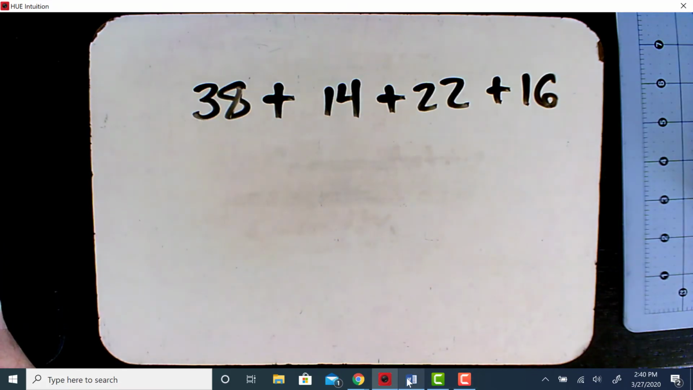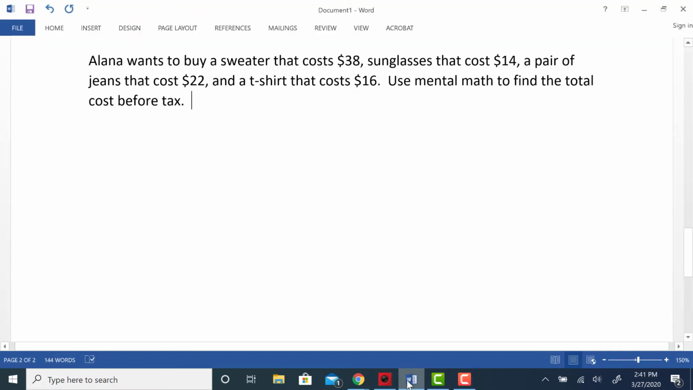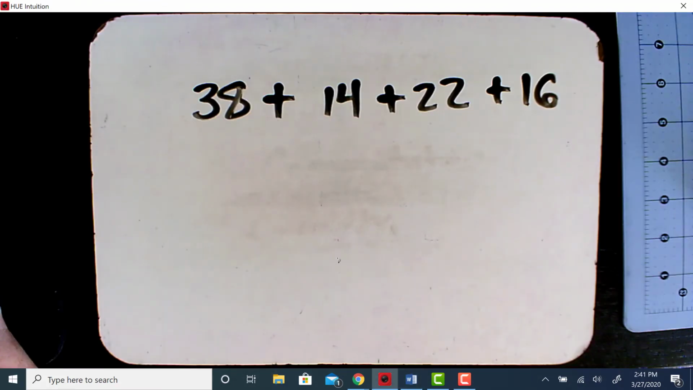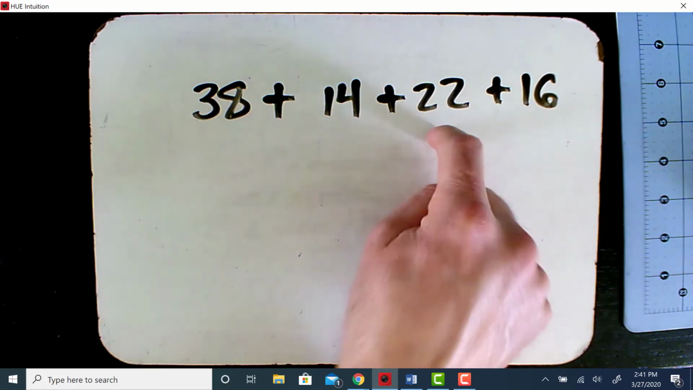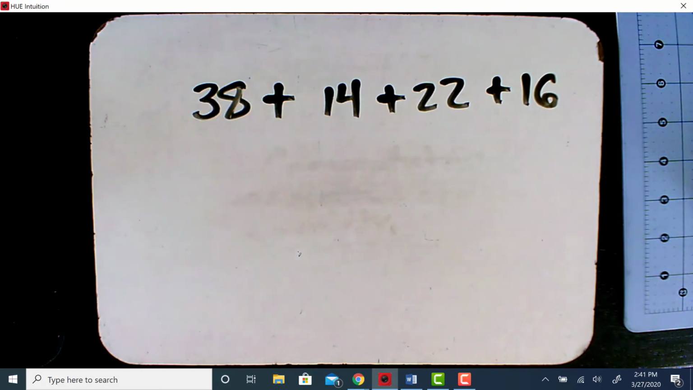Let's double check our numbers. We got 38, 14, 22, and 16. Good, we got them right. Now, if it wants us to do mental math, that means to solve this problem without adding it and writing it down like I just did. And we would actually use commutative property to help us solve this problem. Because instead of trying to add them in the order that they came in the problem, I'm actually going to move them around so that they're a little easier to add and group them together as well.